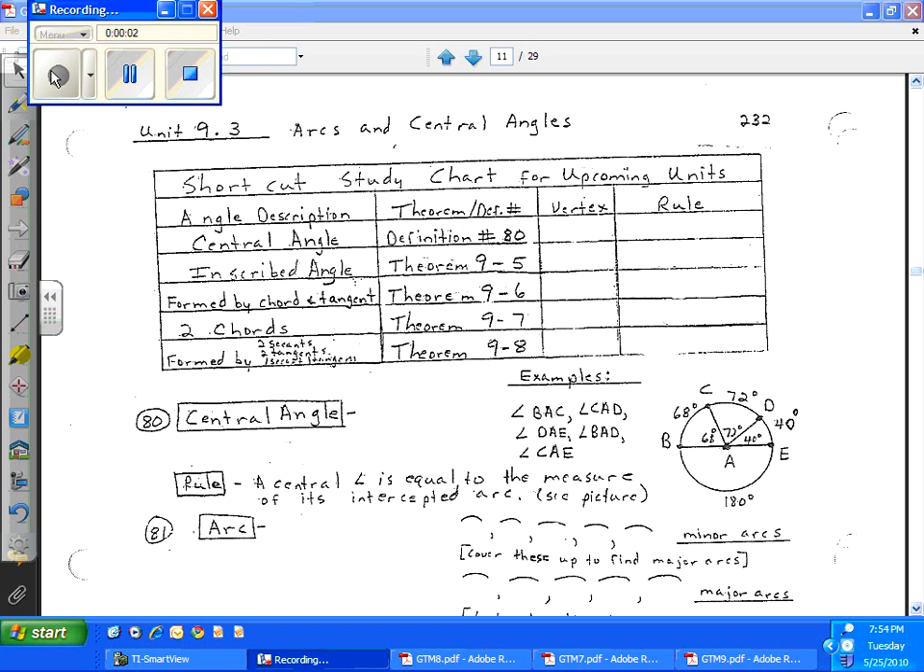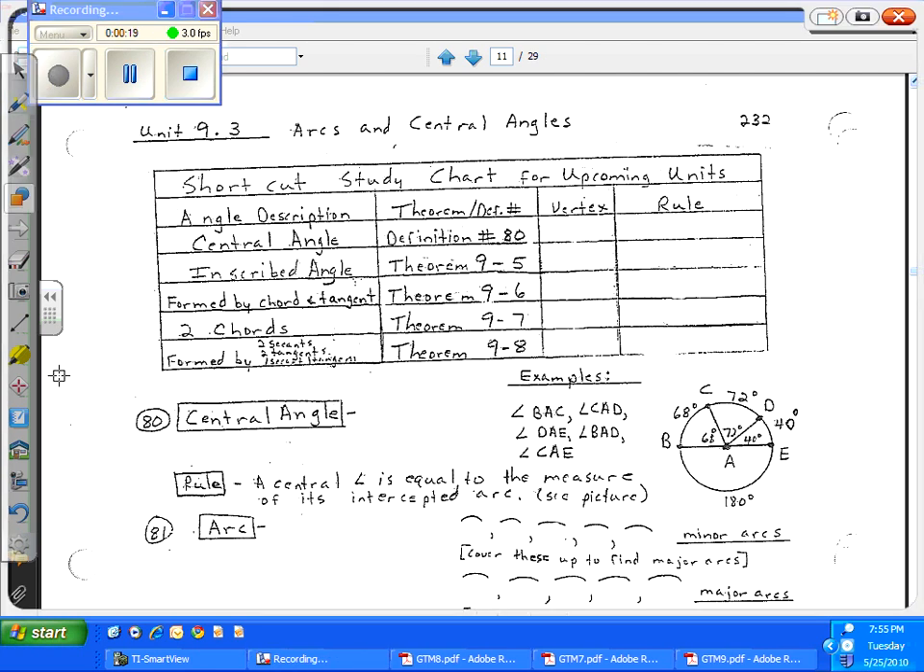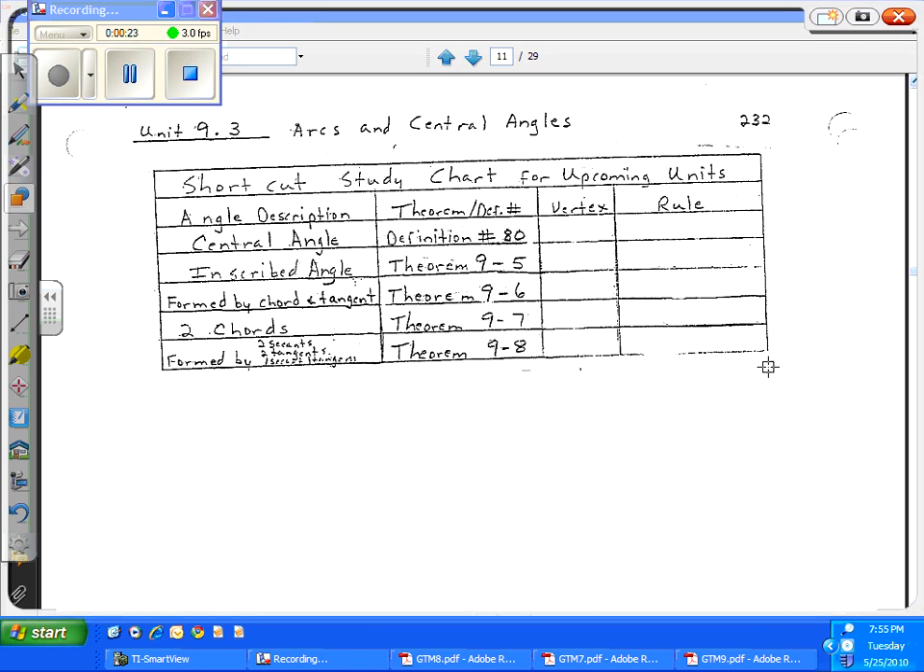Unit 9.3 is arcs and central angles. Now, the very first thing you see here is a shortcut study chart for upcoming units. We're fixing to learn a huge handful of rules, and if you're not careful, you'll get all of these rules mixed up. And so to keep you from getting the rules all mixed up, I created this little chart.